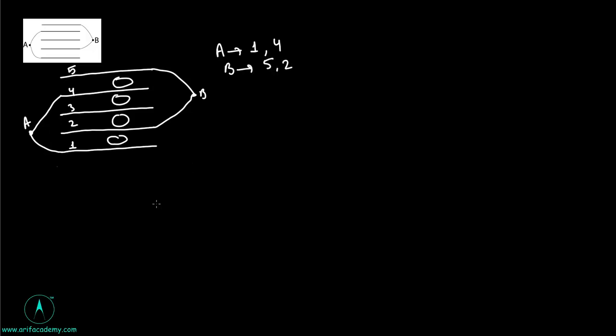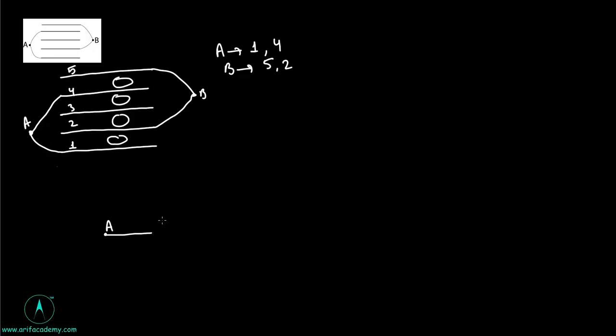and 4 are connected as point A, and this is plate number 5, and 2 connected as B. So we have 1, 2, 3, 4 capacitors formed here between these plates, and we have to look at in what way they are connected. So terminal A is connected to plates 1 and 4, and B is connected to 5 and 2.